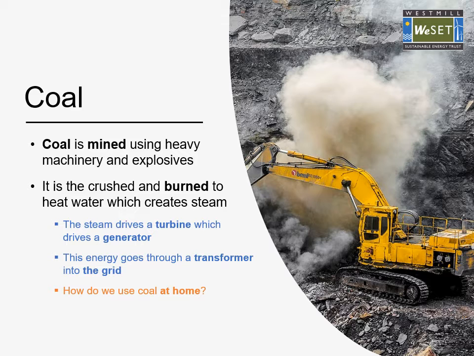So coal has always been a really valuable form of fuel, but you can imagine with the advent of electricity how much more so it became. To transform the chemical potential energy in coal into electrical energy, it has to be crushed and then it's burned, which heats water, and this creates steam. Now, it's actually the steam that drives a turbine, which in turn drives a generator. The electrical energy generated then goes through a transformer and into the grid. And the grid is the name that we use for the network of cables that feeds the electricity into our homes. So nowadays, how do we actually use coal at home?